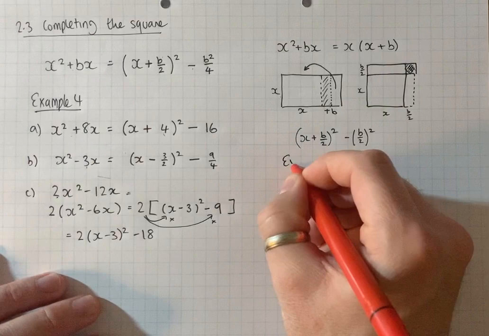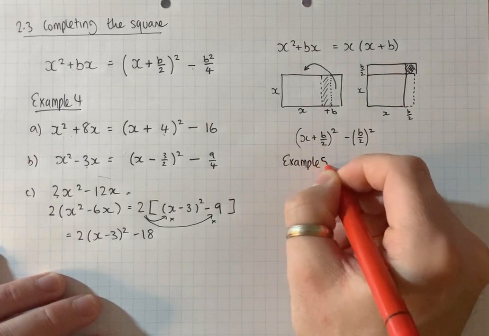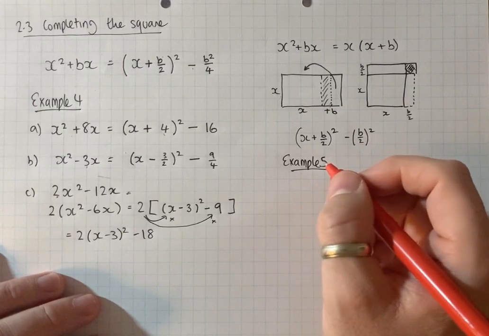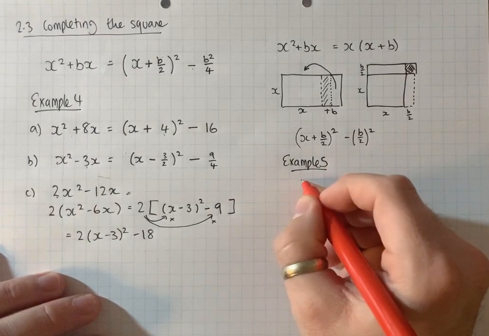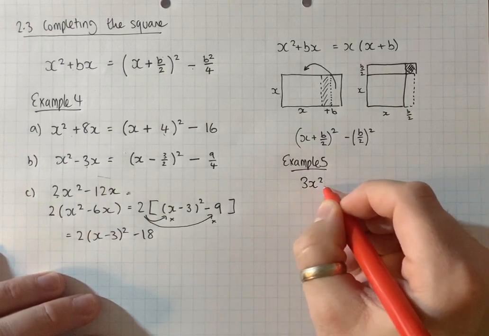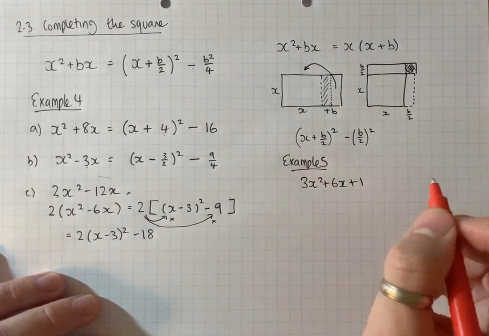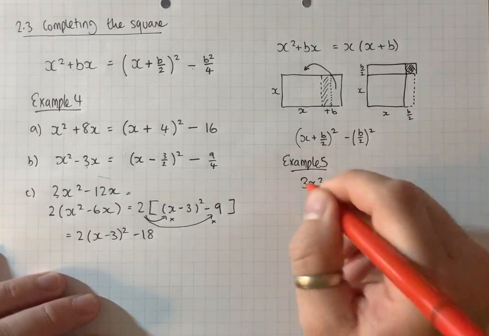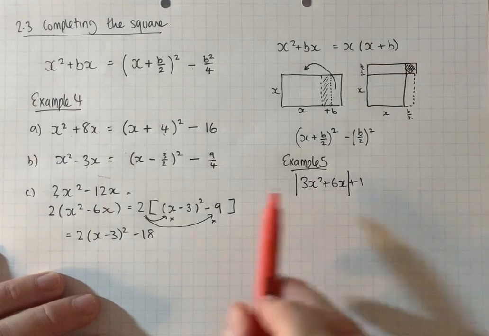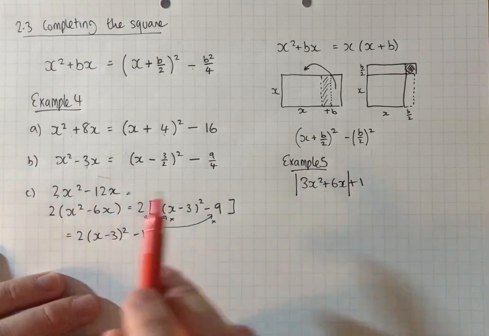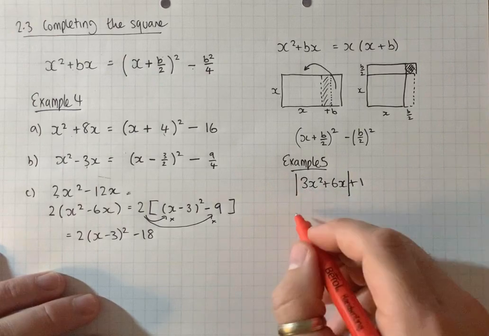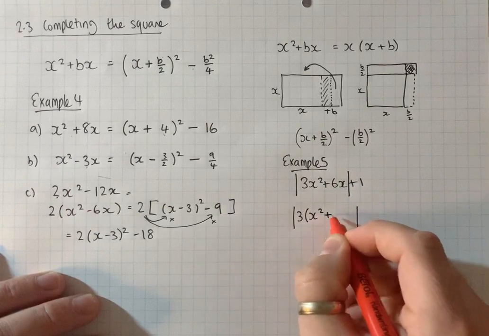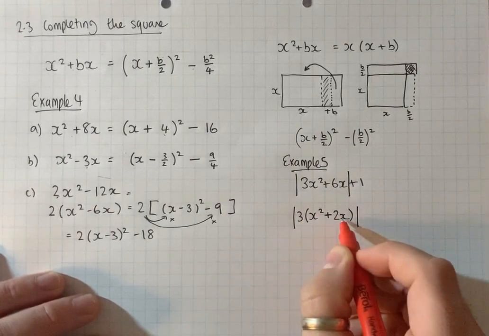Example 5, I'll try and squeeze that in over here. So this time we're going to solve 3x squared plus 6x plus 1. Actually, we're not going to solve it, we're going to complete the square. So what I'm going to do first is just ignore the 1 and work with that in exactly the same way as I solved example 4c. So the problem is this 3. So I'm first going to have to bring that out and make it x squared plus 2x, times 3 gives us that.